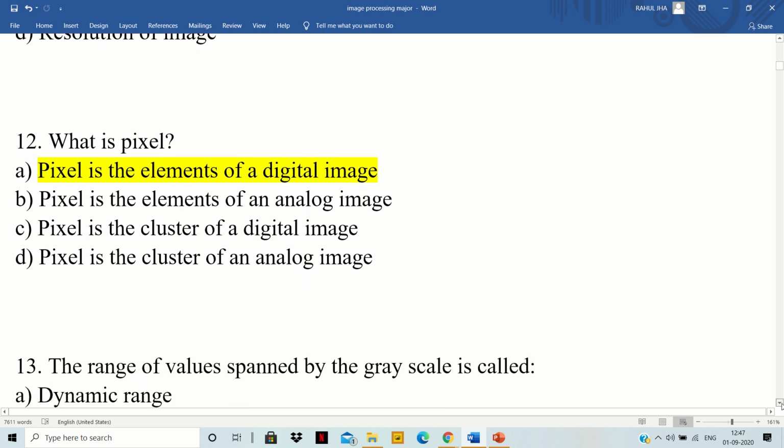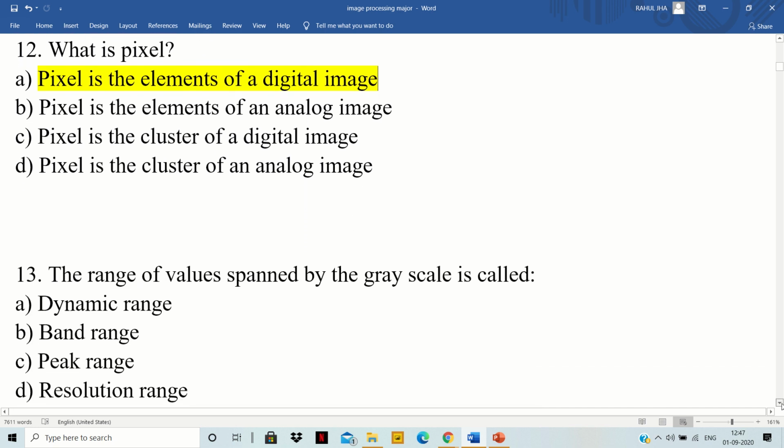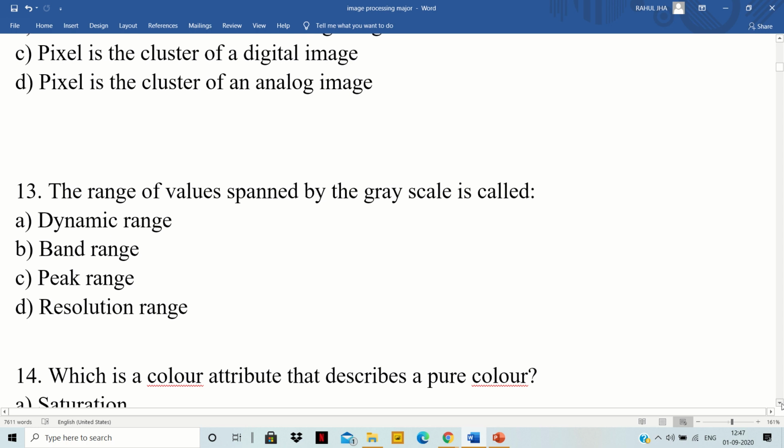Next question. The range of values spanned by the grayscale is called: A, dynamic range; B, band range; C, peak range; D, resolution range. So the range of values spanned by the grayscale. The right answer will be that the range is always dynamic. That range is completely dynamic. So the right answer will be A.